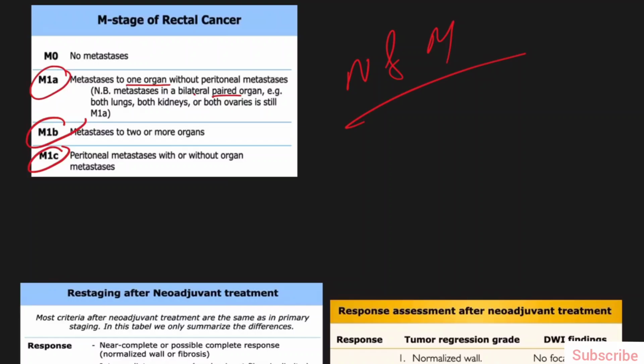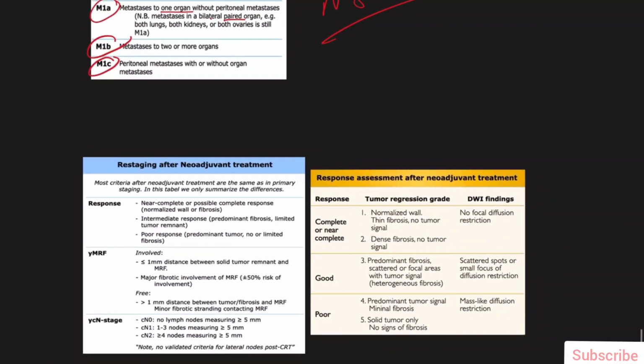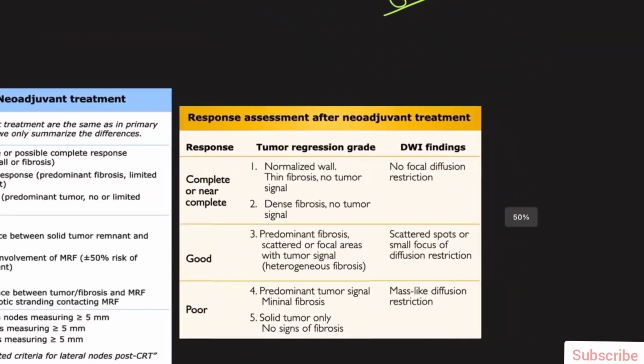response assessment. So whenever neoadjuvant therapy is given for CA rectum, after this neoadjuvant chemoradiotherapy, the size of the tumor decreases and the tumor is replaced, transformed. A fibrotic transformation is there. Size decreases and fibrotic transformation is there.